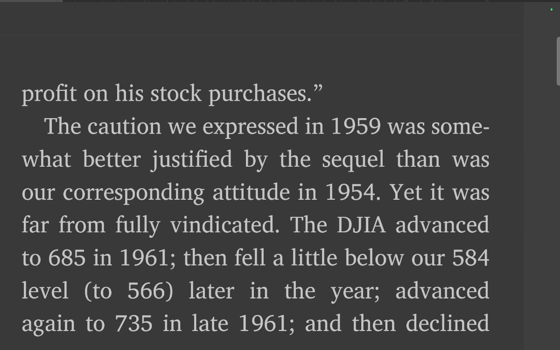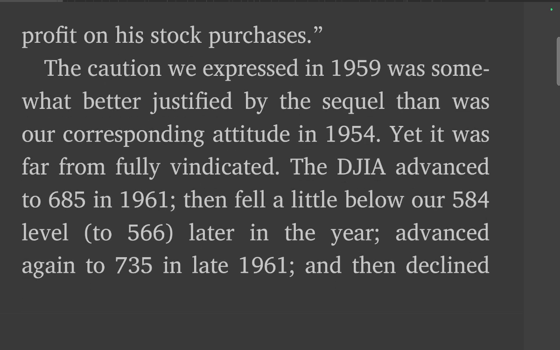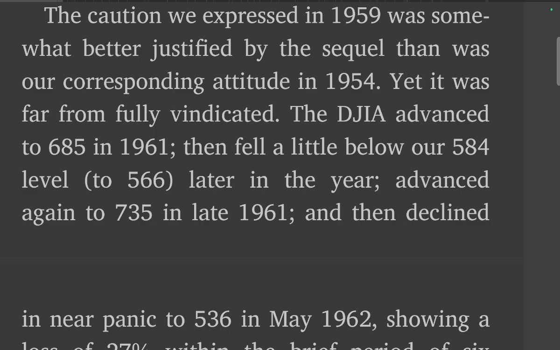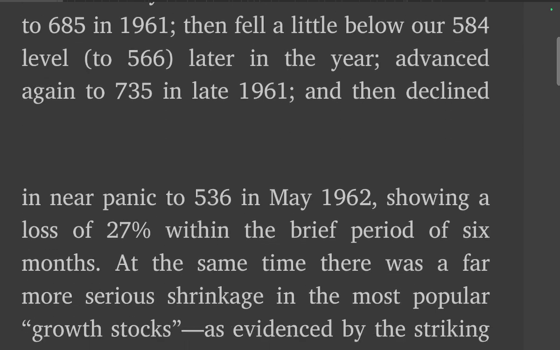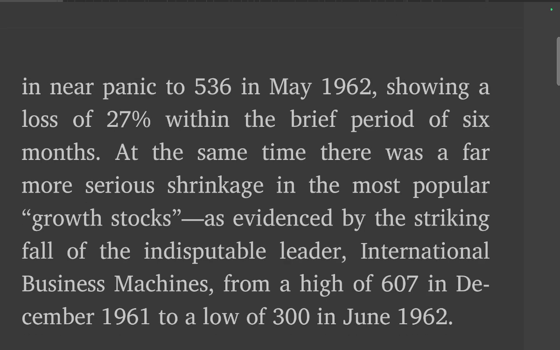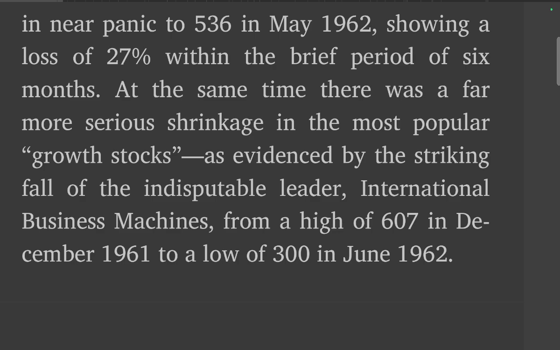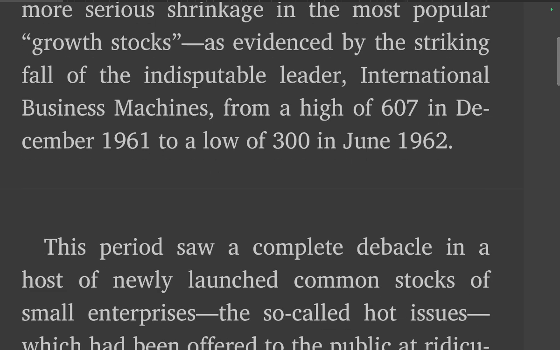The caution we expressed in 1959 was somewhat better justified by the sequel than our corresponding 1954 view, yet it was far from fully vindicated. The DJIA advanced to 685 in 1961 and fell to a little below the 584 level. Later, it advanced to 750 in 1961, then declined in the panic of May 1962, showing a loss of 27% within the brief period of 6 months. At the same time, there was a far more serious shrinkage in the most popular stocks, as evidenced by the striking fall of the indisputable leader, International Business Machines, from a high of 607 in December 1961 to a low of 300 in June 1962.